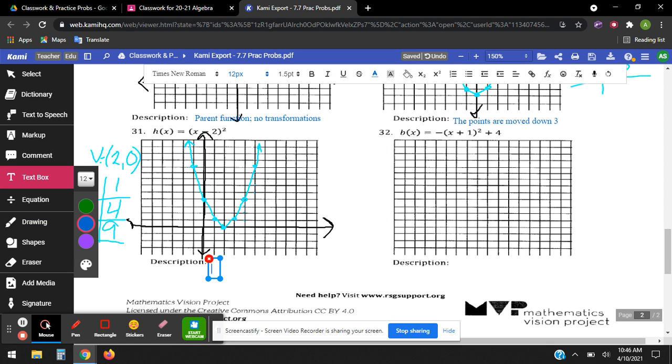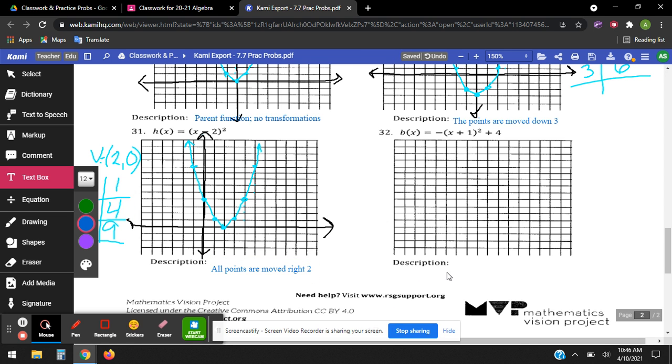And so our description of this one is points are moved right 2. Same thing, no dilations, we're just scooting over. Okay, last one. Call this one good.